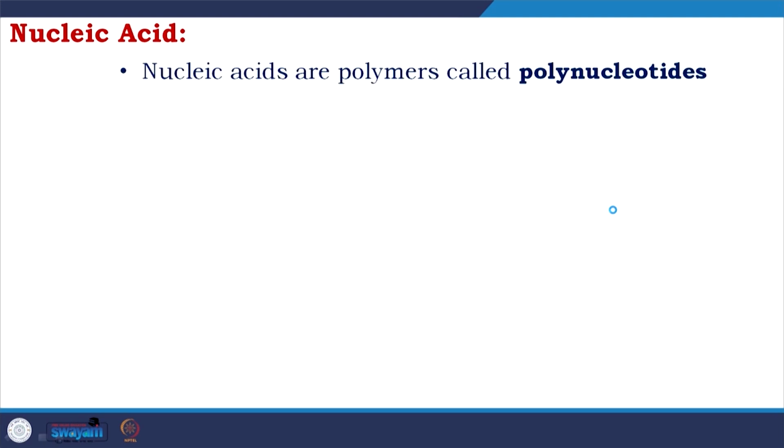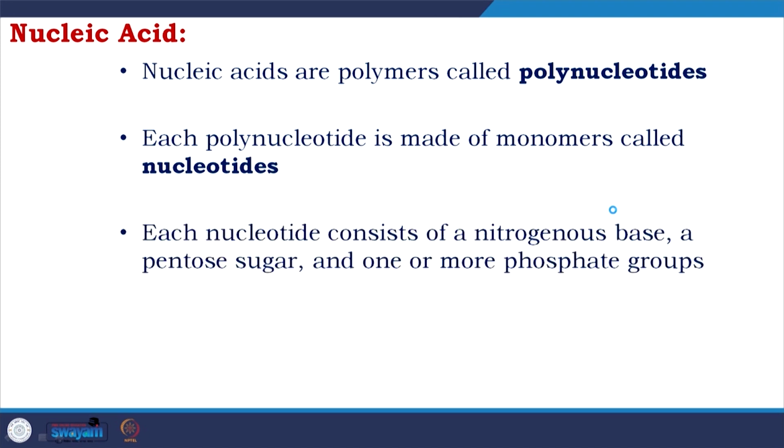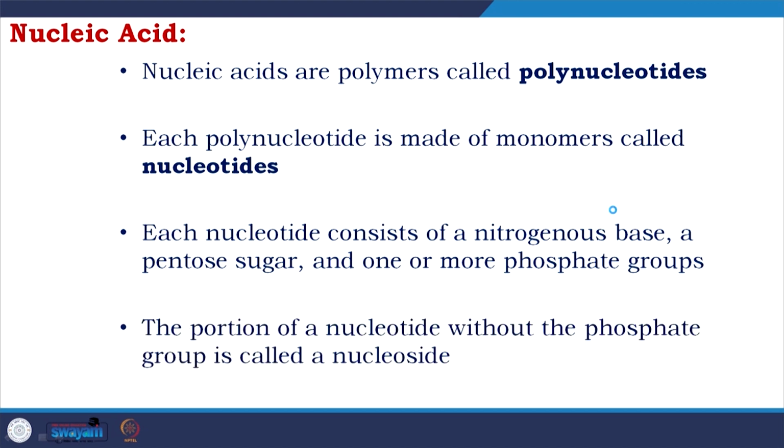Coming to nucleic acids, nucleic acids are polymers called polynucleotides. Each polynucleotide is made of monomers called nucleotides. Each nucleotide consists of a nitrogenous base, a pentose sugar and 1 or more phosphate groups. Depending on them, it is called mono, di, tri. The portion of the nucleotide without the phosphate group is called the nucleoside.